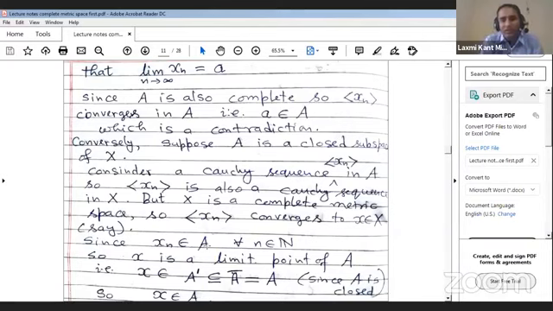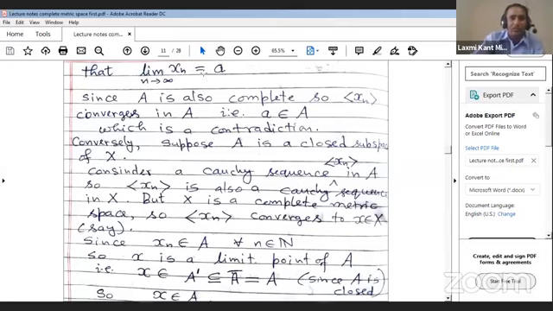One can easily observe that this small x is a limit point of capital A, and this small x is inside the derived set of A, which is clearly contained in A closure. But since A is closed here, A closure is equal to A. Hence, x belongs to capital A. So what we got is that the Cauchy sequence xn converges in capital A itself. Hence, capital A is also complete.